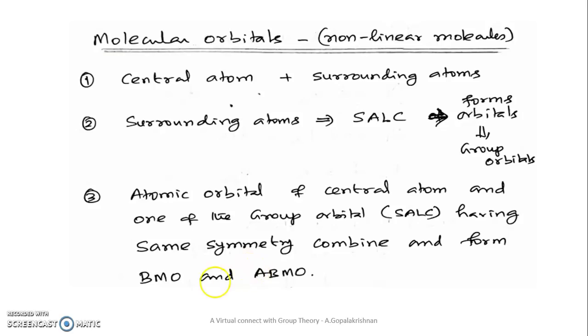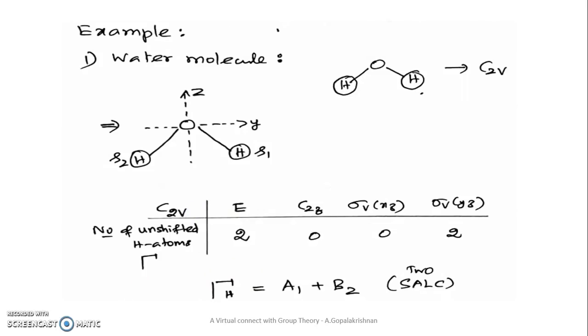Now I will explain this with an example so that you will get some clarity. Here I have taken the water molecule as an example. You know very well the water molecule belongs to the C2v point group. The central atom is oxygen and the surrounding atoms are hydrogen, and a hydrogen atom has a 1s orbital.